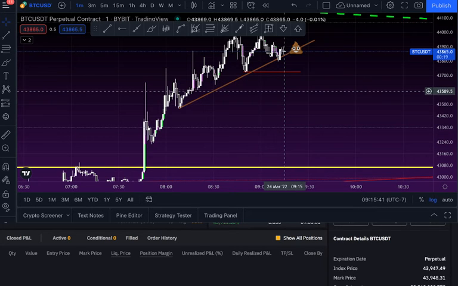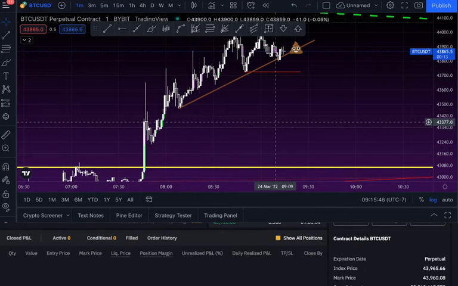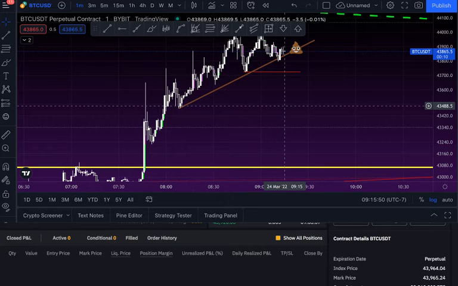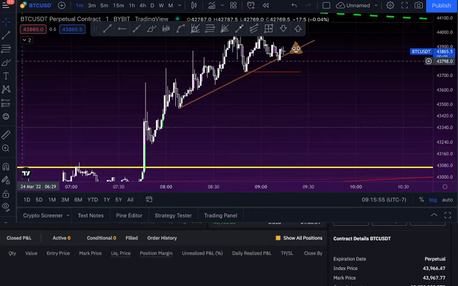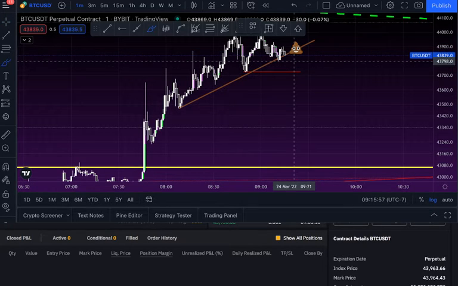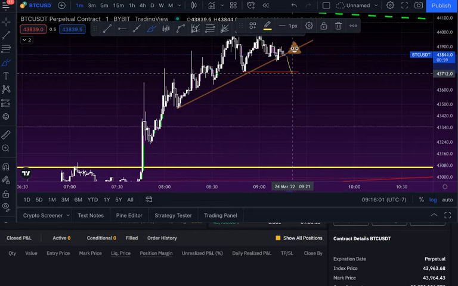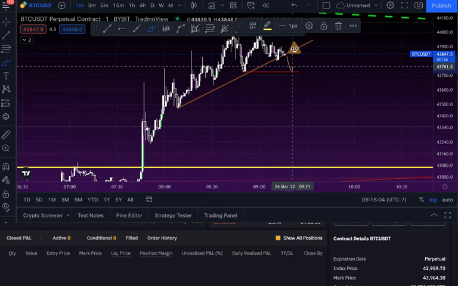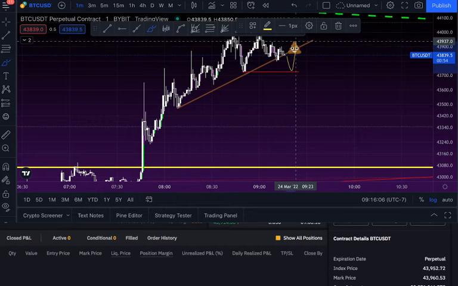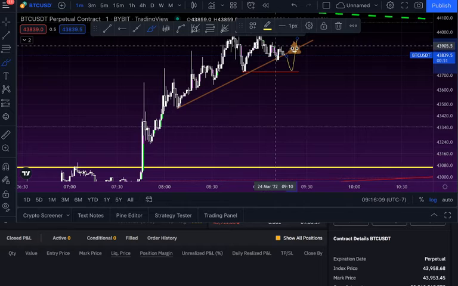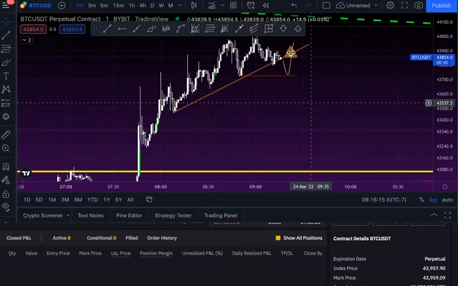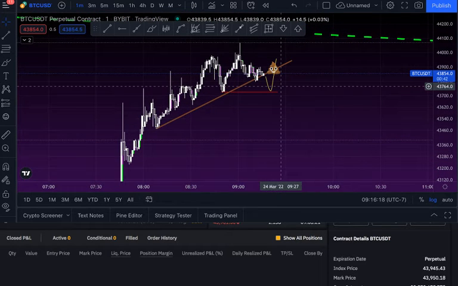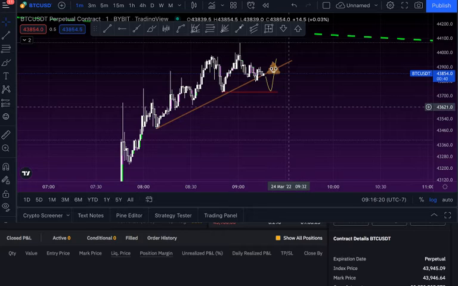If it were to break this structure and just keep going, it would probably run some of these lows, but it's a risky trade. Like I said, I expect a breakdown, potentially a breakdown of this, possibly not even breaking the structure, and actually coming back into the trend line to kind of liquidate all these positions that come in here. But we'll see what happens.